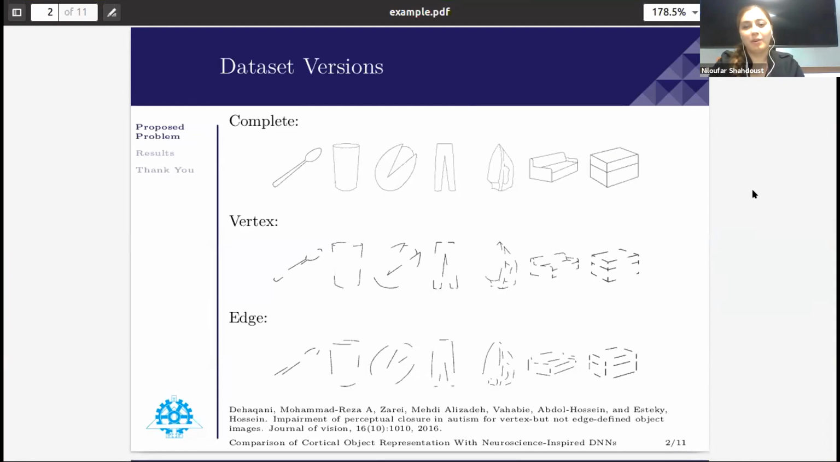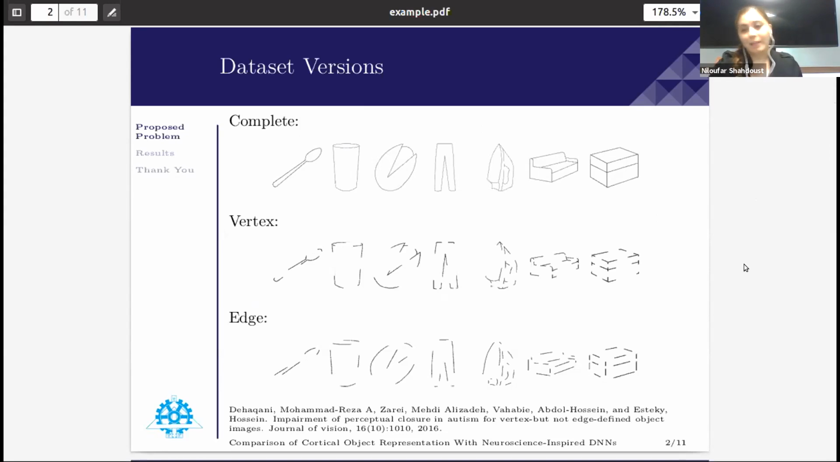There was a paper published in the Journal of Vision, written by my professor, in which they wanted to study the accuracy of people in naming the identity of 110 different line drawing images on a white background. For these images, there were three different versions. The complete version had edges and vertices, the vertex version had vertices but did not have edges, and the edge version did not have vertices but had edges.